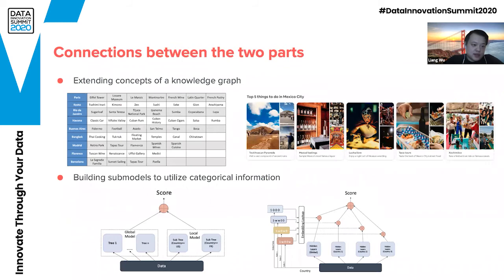And I want to talk a little about the connection between the two parts. So the extended concepts of the knowledge graph can be used as a personalization feature for the submodel for the proposed model. But on the other hand, these two parts are also a little independent from each other. For example, the extended concepts of the knowledge graph can be used to build groupings for promoting the listings in the city homepage.